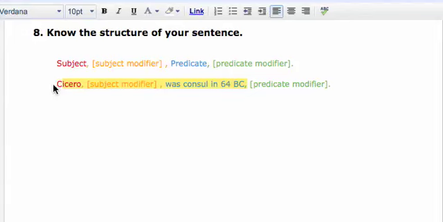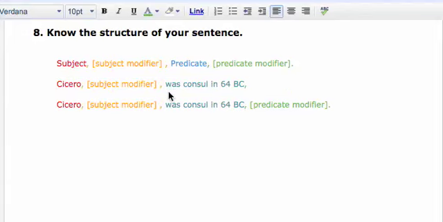And it would be quite possible for me to take these two bits, Cicero and was consul in 64 BC, and just have them be that. That's a perfectly acceptable sentence. If you want a more complicated sentence, though, you need to put in a subject modifier.